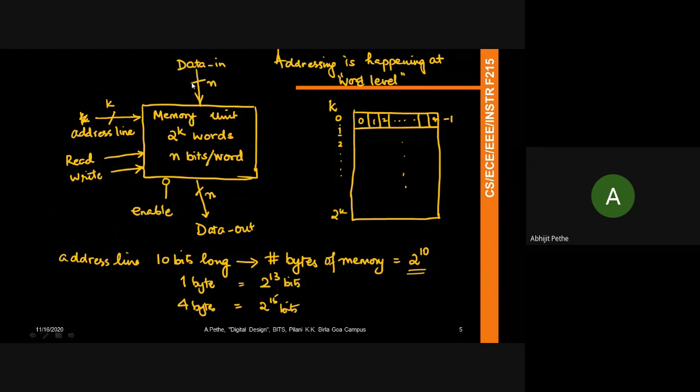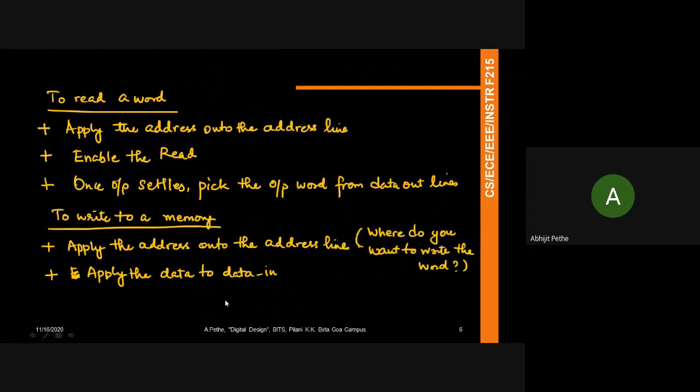Once both these ports have settled down, then you apply a write, and then you write whatever is on data in into the particular point, right? So again, here the logic would be that you initially, after you apply the address, you apply the data to data in, right? And then you enable write. And once you enable write, the data will be written to that particular address that you have. Again, remember, once you've enabled write, once the data writing process is complete, you have to then disable write.